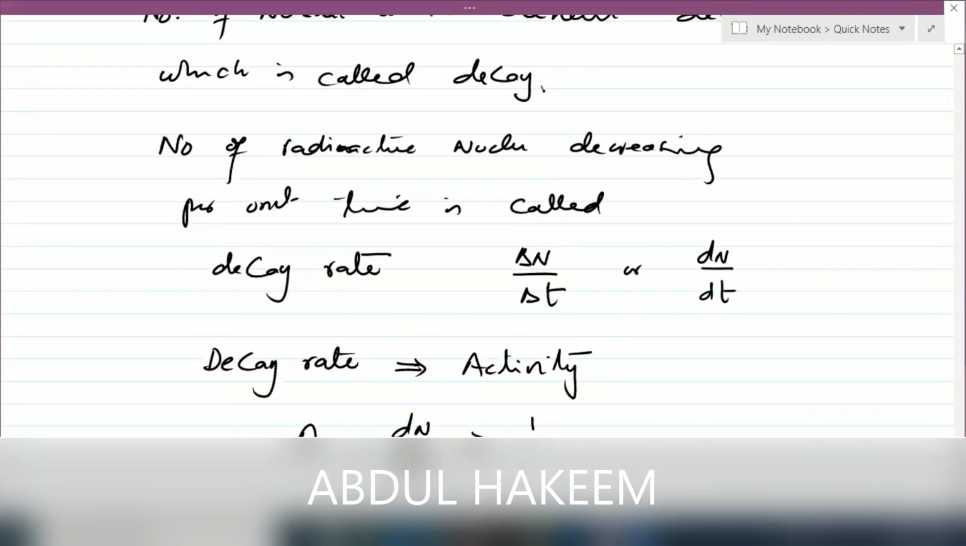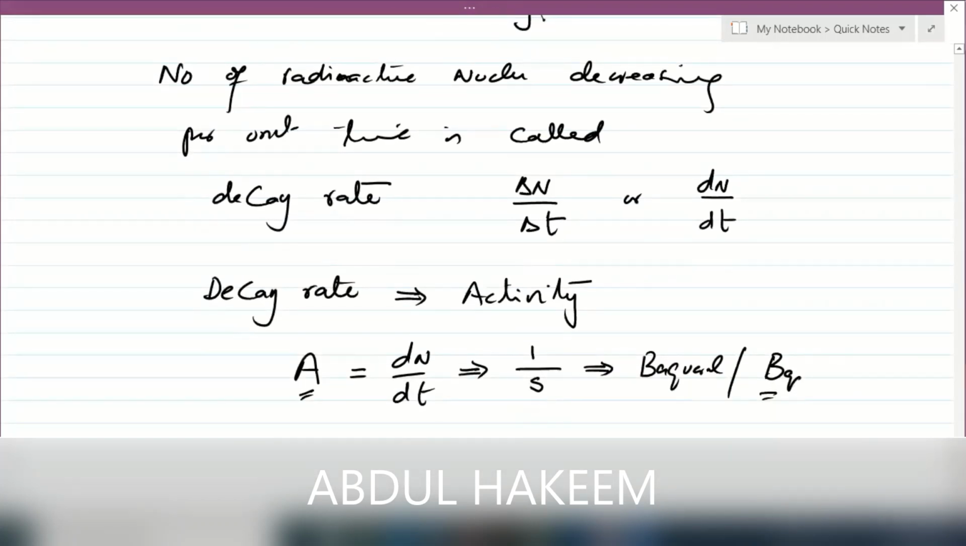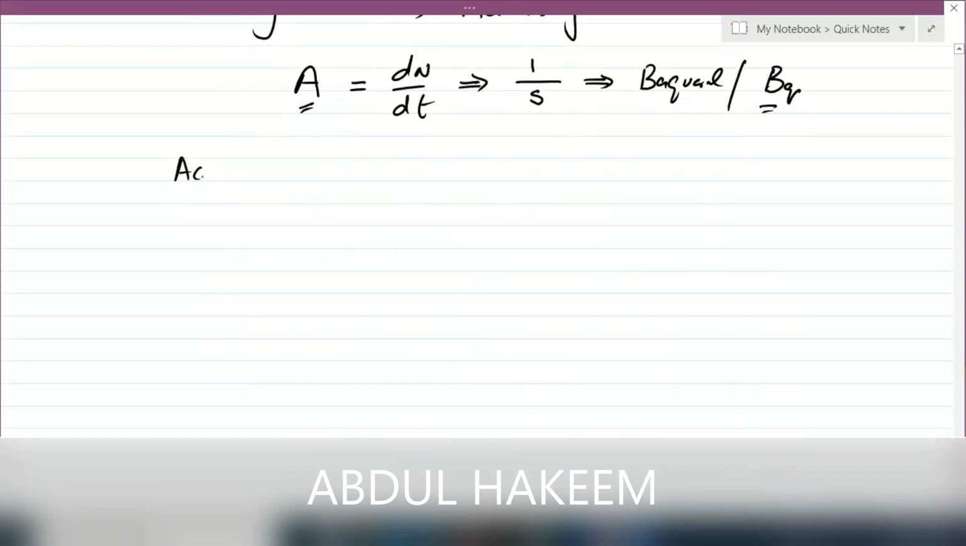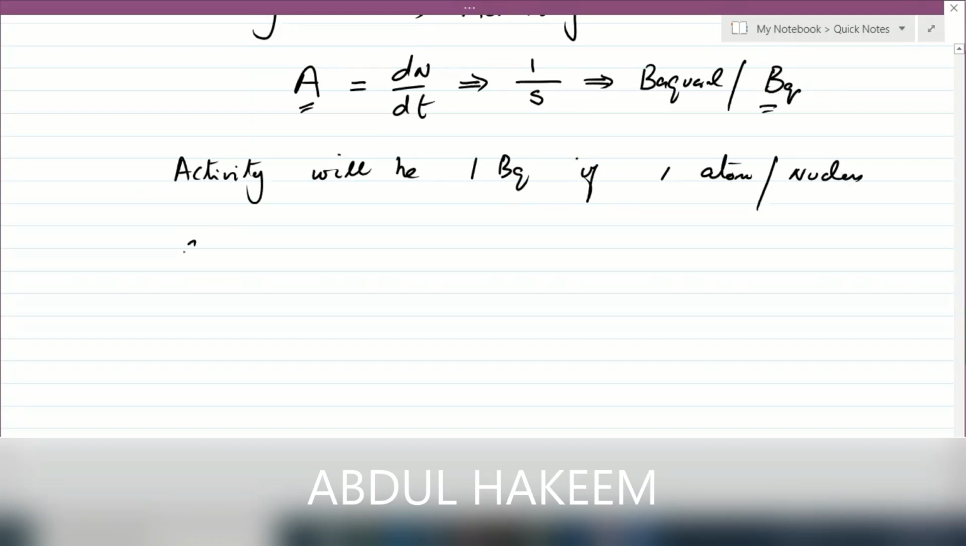Now, number has no unit, time has second. So 1 per second for the activity or the decay rate is called becquerel, which is represented as capital B, small q. So the decay rate and activity is represented by A, and it is measured in becquerel. If one nucleus, one atom decays in 1 second, then the activity will be 1 becquerel.